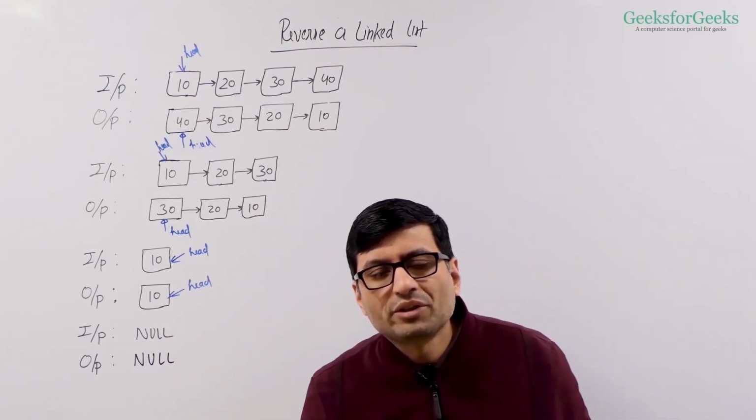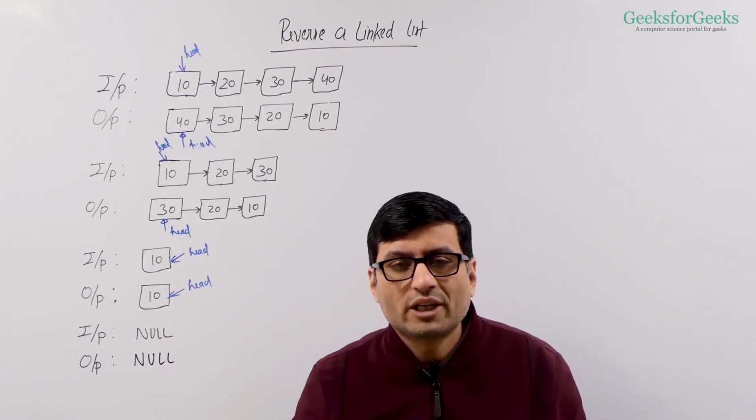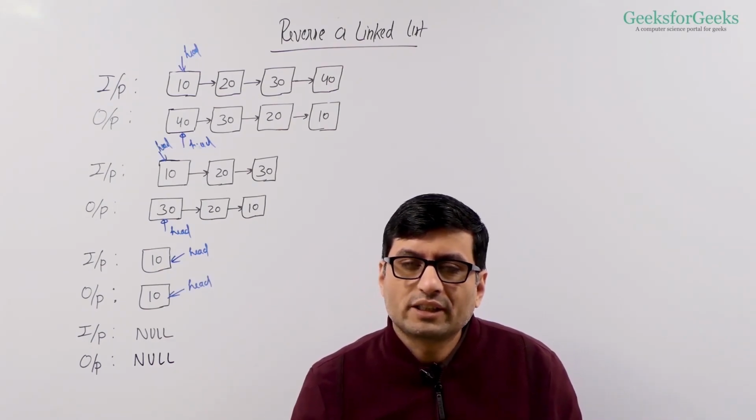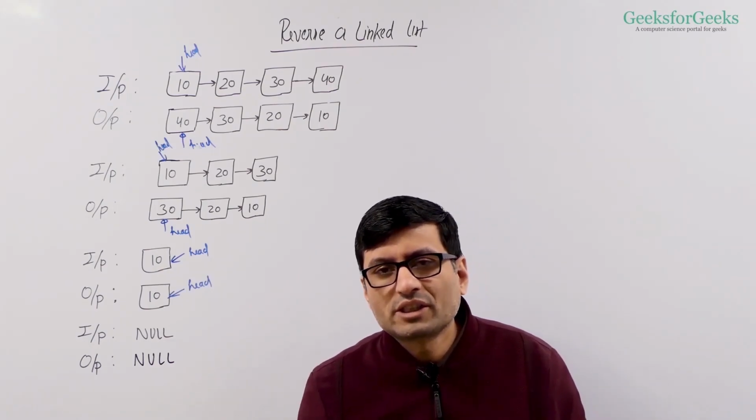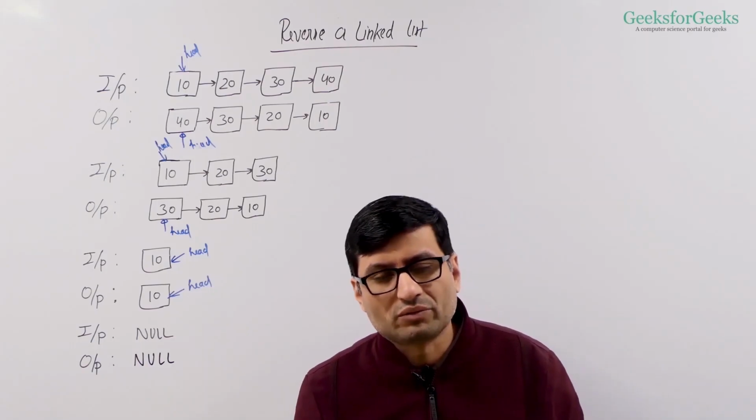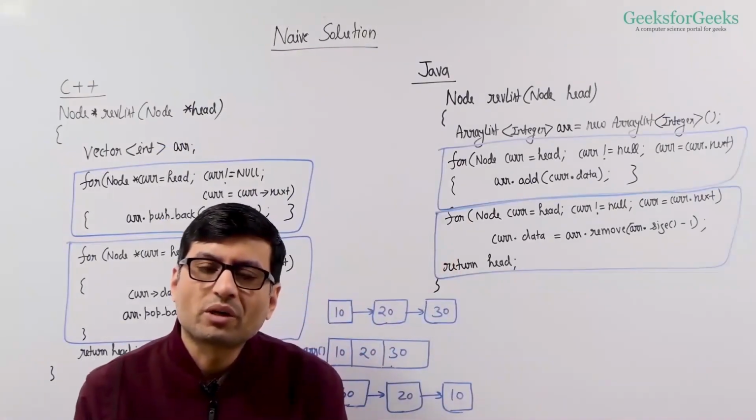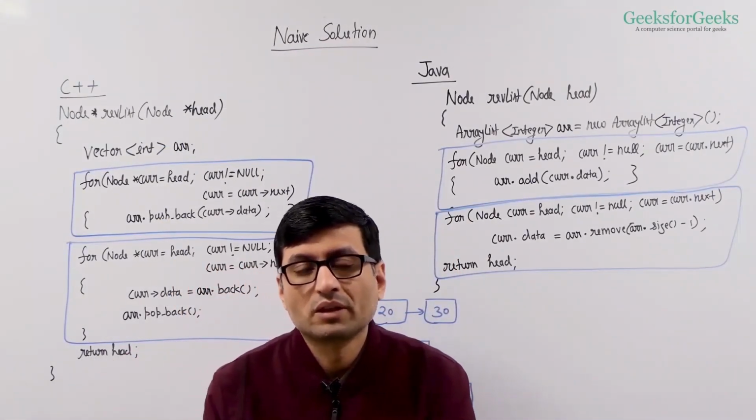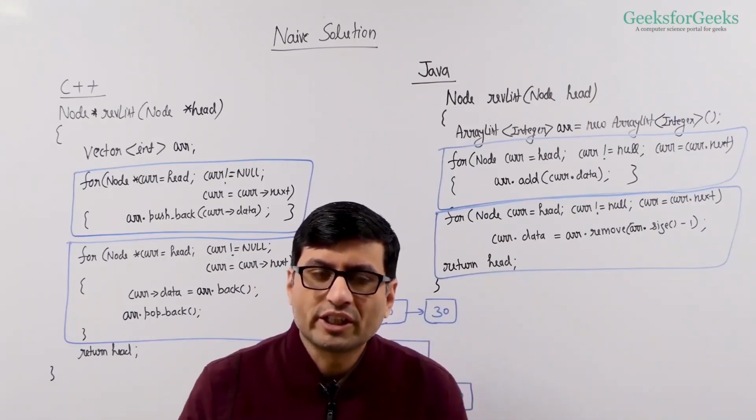Now please pause this video and think of an approach that takes head of the linked list as argument, reverses the linked list and returns the new head of this linked list. Let us first quickly talk about naive solution to solve this problem. The idea is to use an auxiliary array.